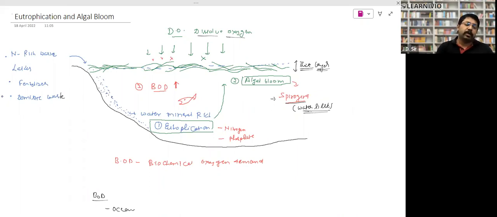So when this organic waste and nitrogen-rich waste reaches the lake, it starts getting deposited at the bottom part of the lake, right? And then what happens? It is broken down by bacteria, and the water becomes rich in minerals. This process is called eutrophication. So eutrophication is the process in which the water of any lake becomes rich in minerals.